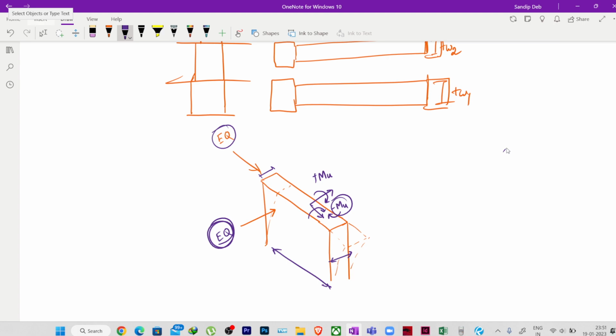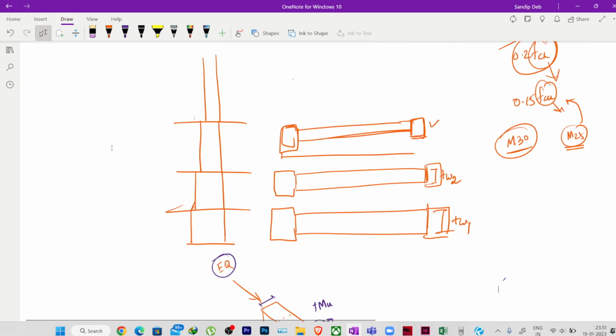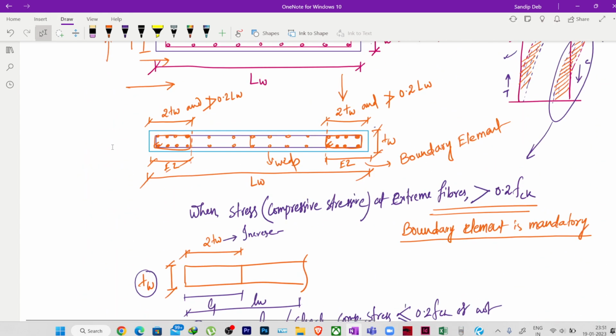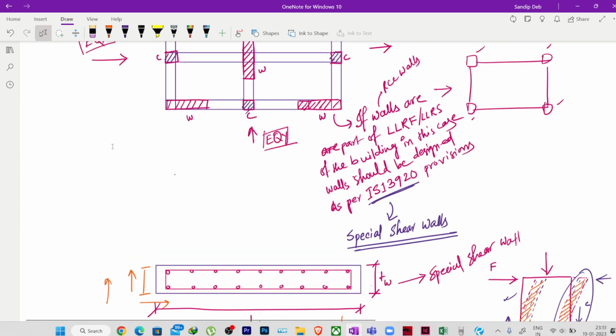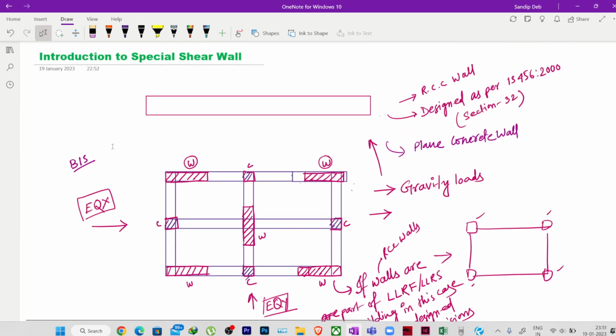So this session was about the introduction to special shear walls. I hope it is clear to all of you. Again, if you have any doubt regarding this, you can write in the comment box. I will try to solve your doubts as early as possible.